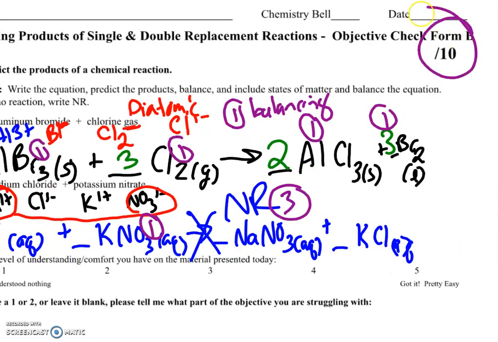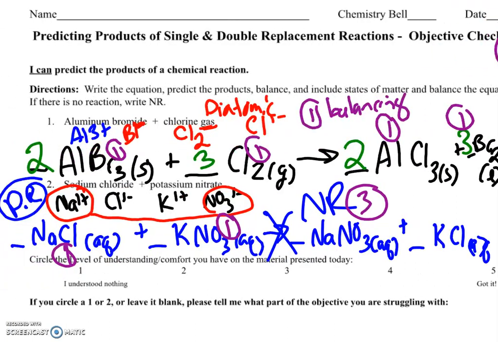Give them a score out of 10. Please pass them back, and make sure you've gone through and checked your level of understanding. Has it gone up? Has it gone down? Has it stayed the same after this video?